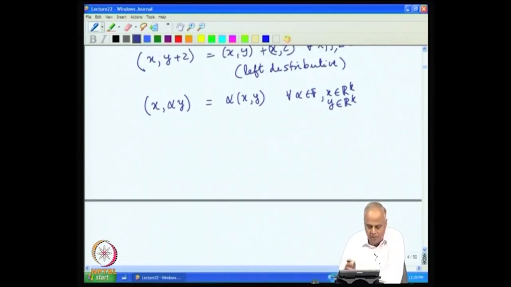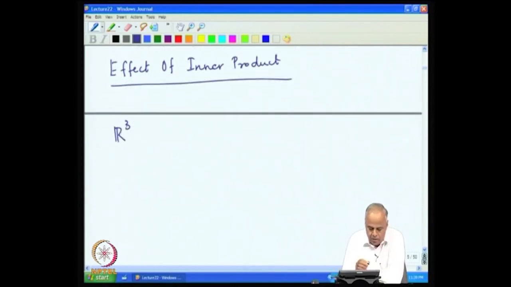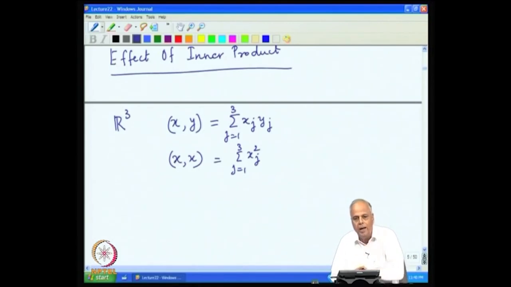What does this inner product give us? So, the effect of inner product. If you recall, again look at R^3. Now, for x, y in R^3, the dot product, which we are now going to denote by this notation, is the summation j equal to 1 to 3 of x_j y_j. And if we now take (x, x), we get the summation j equal to 1 to 3 of x_j squared, which is the square of the Euclidean length of the vector in three dimensional space.